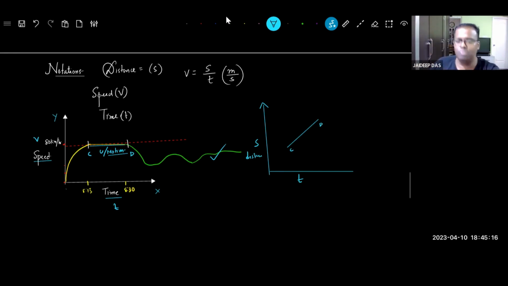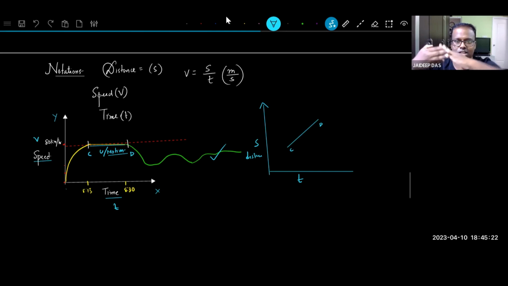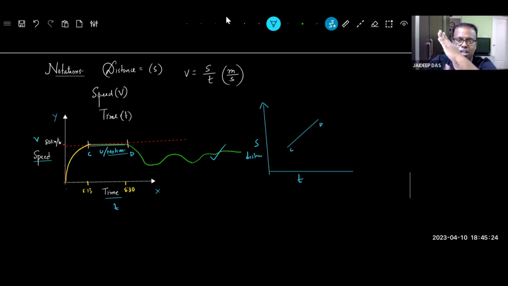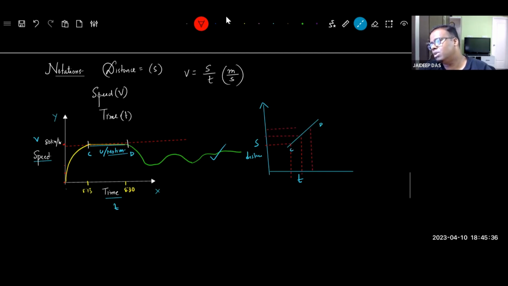Did you understand the difference between the two graphs? One is an ST graph, one is a VT graph. In a VT graph, it's a horizontal line because the speed is constant. In an ST graph, it is like this because she's covering equal distances in equal intervals of time. Thoda aur samjhaiye sir. Yahan se yahan kitna? Some time. यहां से यहां कितना? Some distance. Again some time, some equal distance. So she is going in uniform motion.